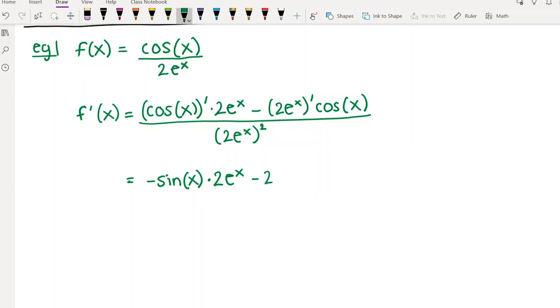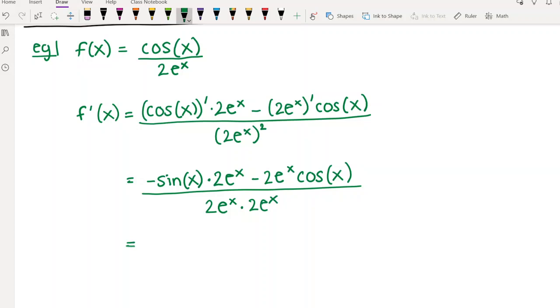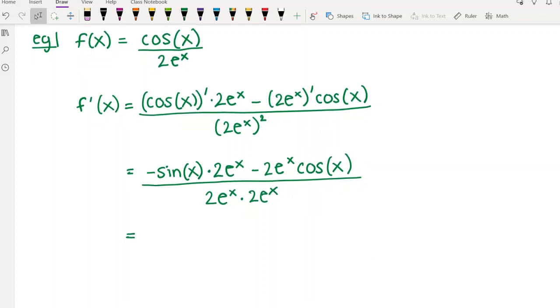So we have minus 2e to the x cosine of x, all divided by, so let's write this as 2e to the x times 2e to the x. And so now we can do some cancellation. So like I mentioned, if you have an e to the x as your denominator in a problem with the quotient rule, you will always be able to cancel something out because that e to the x is just going to kind of appear over and over in the numerator and the denominator.